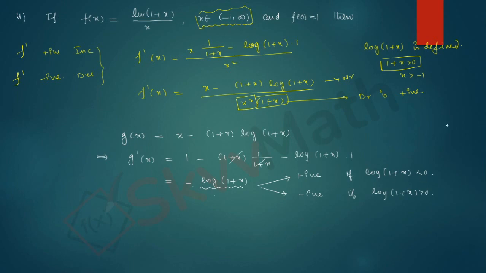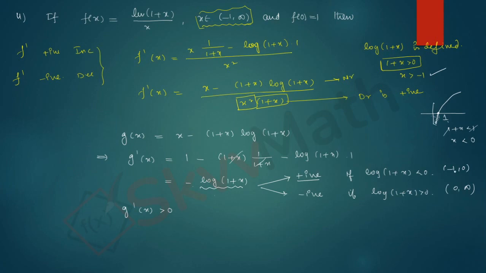When will log of 1 plus x be negative? You know the graph of log x, whenever the base is more than 1, this is a rough graph of log x, right? So this is 1. Before 1, log will take negative values. If the input is less than 1, log takes a negative value. Here the input is 1 plus x. So if 1 plus x is less than 1, it takes negative values, meaning x is less than 0. So x is less than 0, but it should be more than -1. Therefore, this is for -1 to 0, and this is for 0 to infinity. So for -1 to 0, the conclusion is g dash x will become positive.